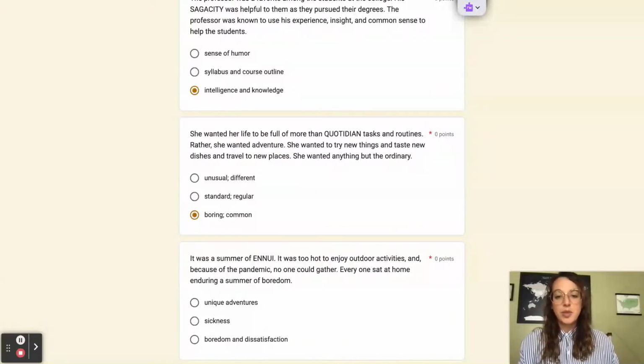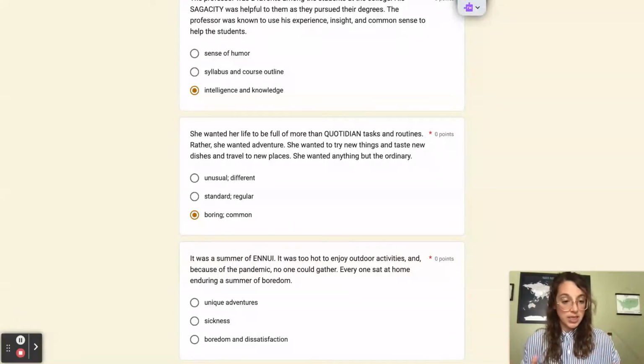She wanted her life to be full of more than quotidian tasks and routines. Rather, she wanted adventure. She wanted to try new things and taste new dishes and travel to new places. She wanted anything but the ordinary. Okay, so the word we're looking at is quotidian, and there's a couple spots we can look for clues in. We have signal words like rather and but, so we're going to pay specific attention to those areas.